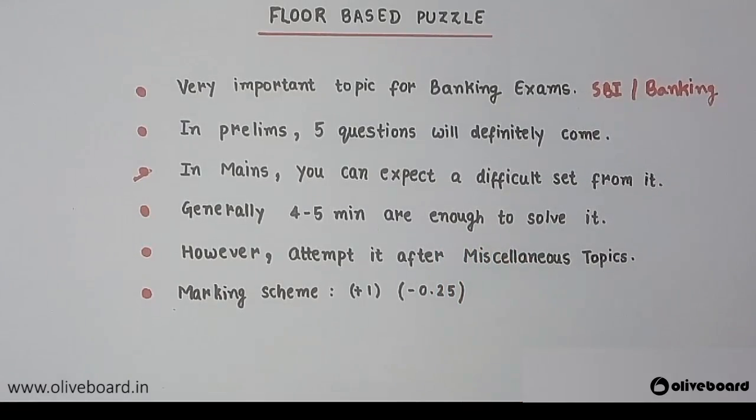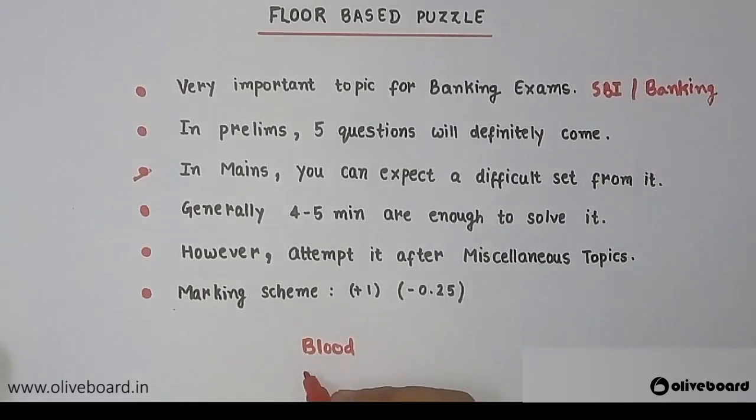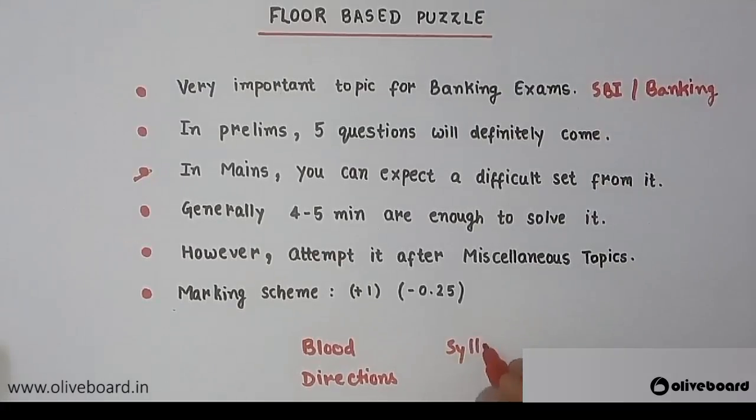However, we would suggest you finish the miscellaneous topics first, like blood relations, directions, syllogism, or alphanumeric series. Attempt these questions first and then go for puzzles, because puzzle questions are generally time taking, and if you take more than the required time, you will definitely mess up your whole paper.